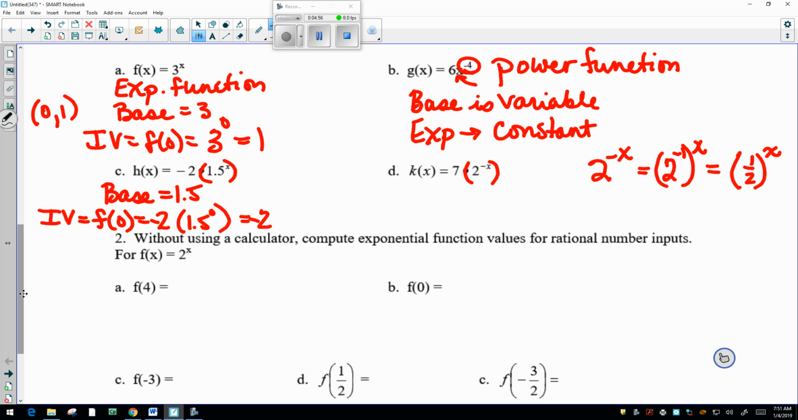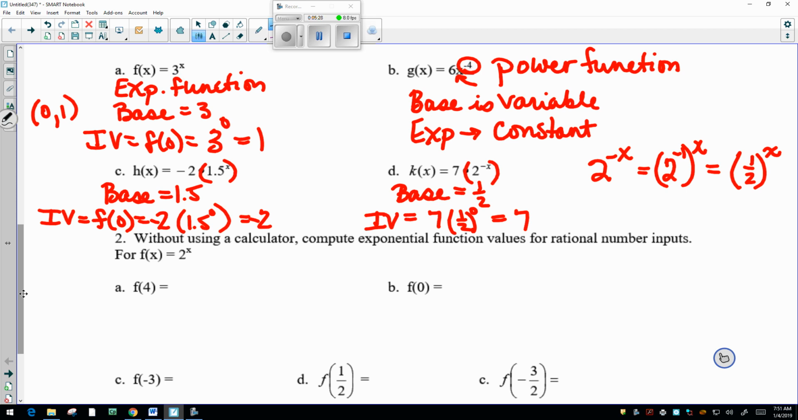Okay, so now if we go back and answer the question, what's your base? The base is going to be 1/2. If we're trying to find your initial value, your initial value is still plugging in 0. So if I rewrite this function, this is 7 times 1/2 to the 0. So anything to the 0 is 1. 7 times 1 is going to get you 7.